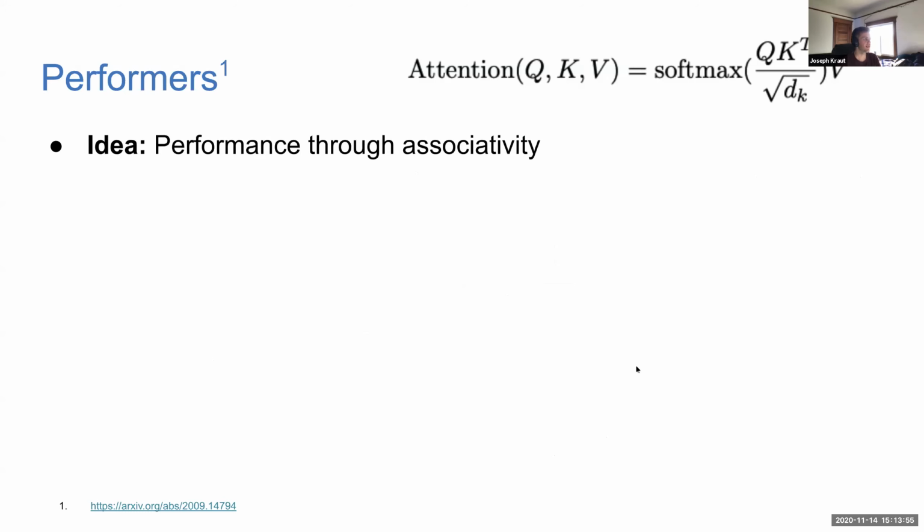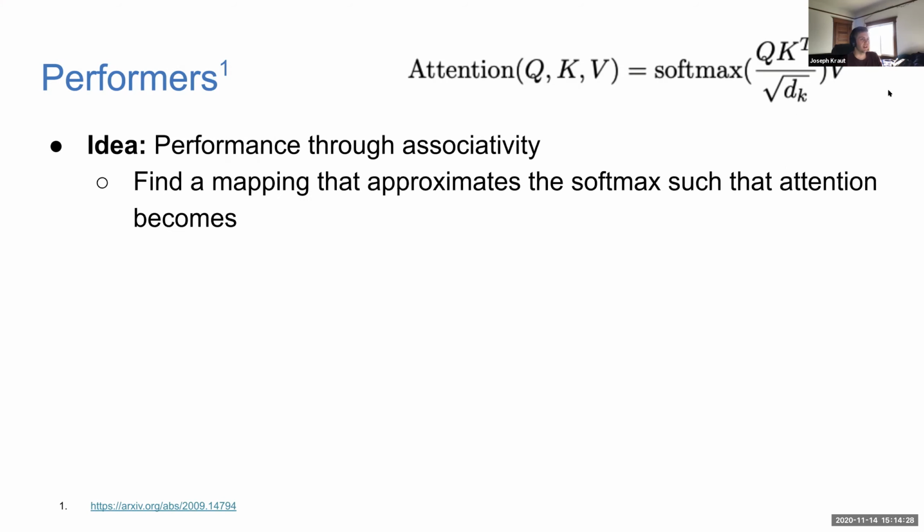So the idea here is performance through associativity. In the attention equation above, in the ideal case, we would like to be able to multiply K transpose times V first and then by Q. That's matrix associativity. If you've taken linear algebra, you know that matrix multiplication is associative, meaning you can multiply them pairwise in any order.